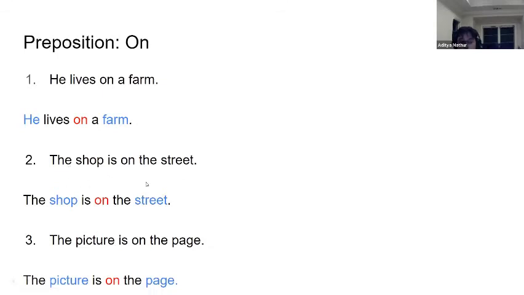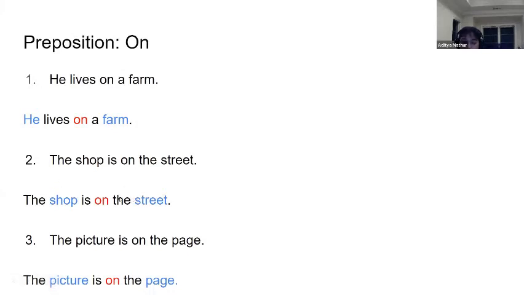So in this sentence, once again, we have 2 nouns. Harsh, can you tell me what the nouns are in this sentence? Which one? Shop. Shop. And there's another one. Street. Yeah. So we use the preposition on to relate the shop and the street. We are trying to say that the shop is on the street, and we need on to relate 2 nouns, shop and street.